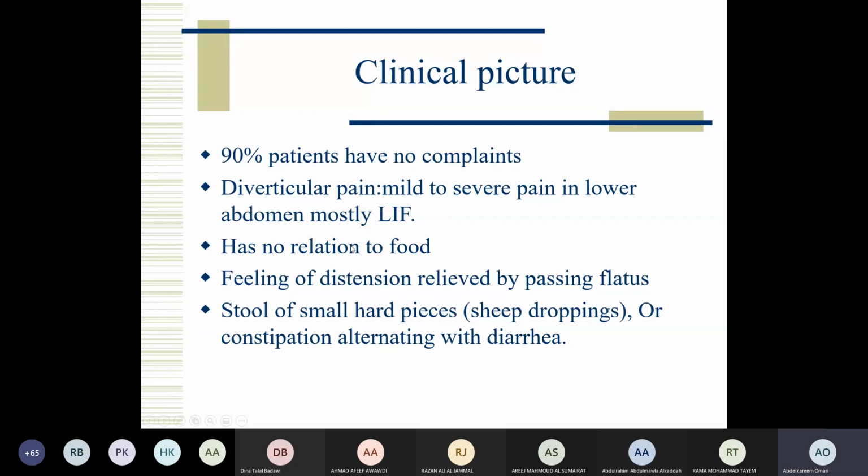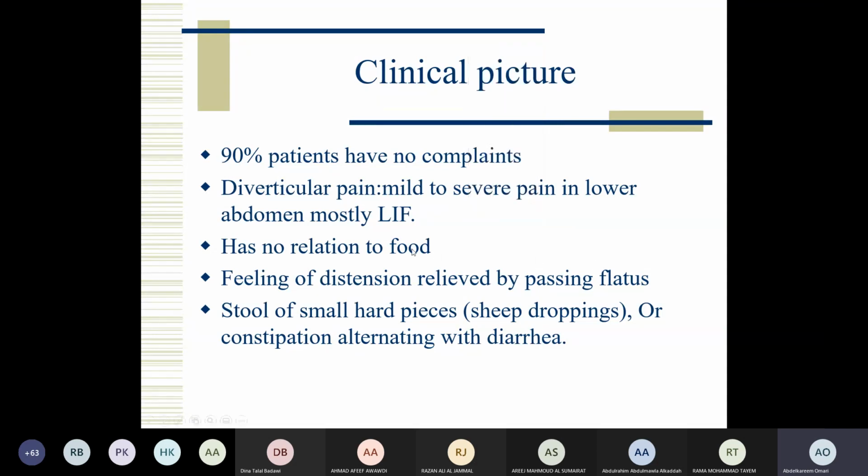عندهم diverticulosis. Now 90% of patients have no complaints. عادي بجوز أي واحد يكون عنده مننا ما يكبر بالعمر بيكون عنده diverticulosis. Diverticular pain. Some of them will come to you. Either 90% have no complaint, or others have diverticular pain: mild to severe pain in the lower abdomen, mostly left iliac fossa. This is the typical pain of the diverticular disease.